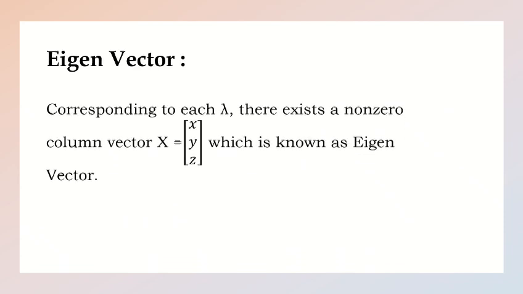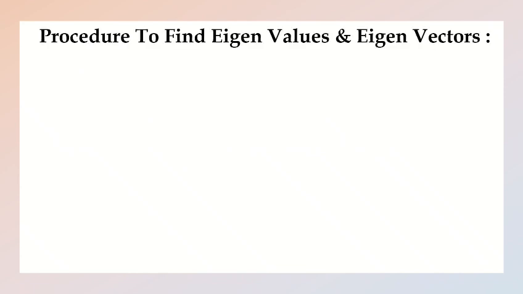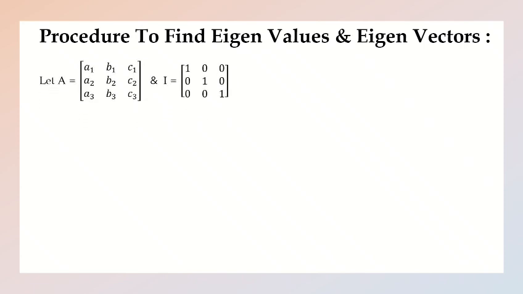Now we will understand what is eigenvector. Corresponding to each lambda, that is eigenvalue, there exists a non-zero column vector capital X which is equal to x, y, z, which is known as eigenvector. Now we will move forward and see the procedure and steps to find the eigenvalues and eigenvector of a given matrix. Procedure to find eigenvalues and eigenvectors.